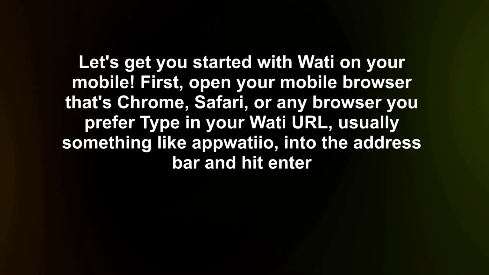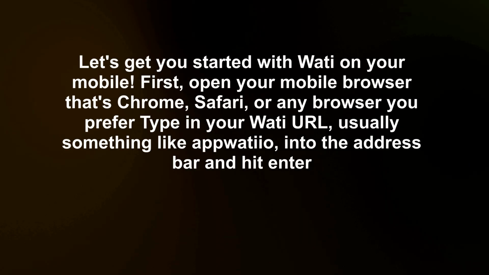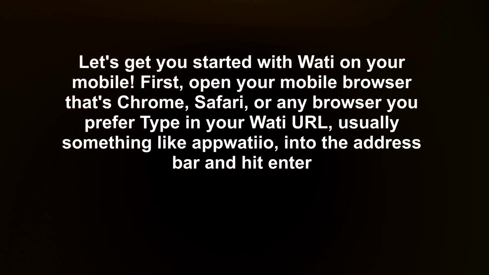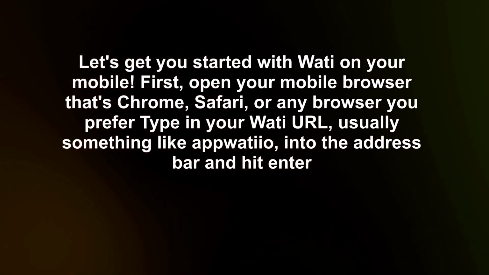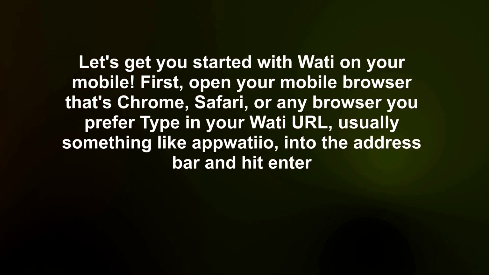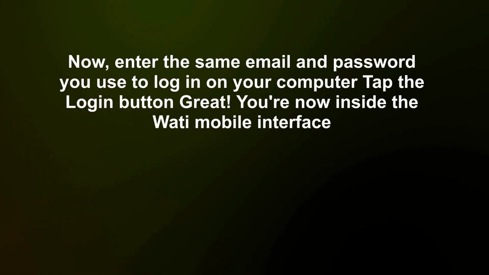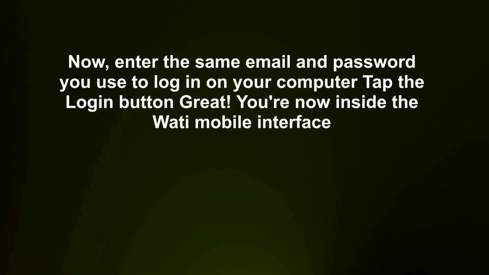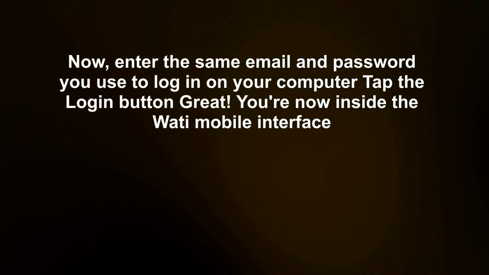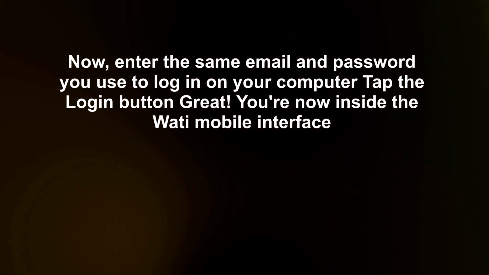First, open your mobile browser, that's Chrome, Safari, or any browser you prefer. Type in your Wati URL, usually something like Apoitio, into the address bar and hit enter. Now, enter the same email and password you used to log in on your computer. Tap the login button. Great. You're now inside the Wati mobile interface.